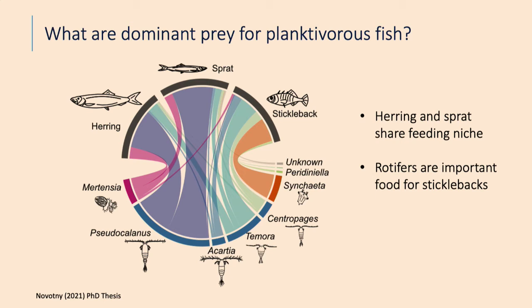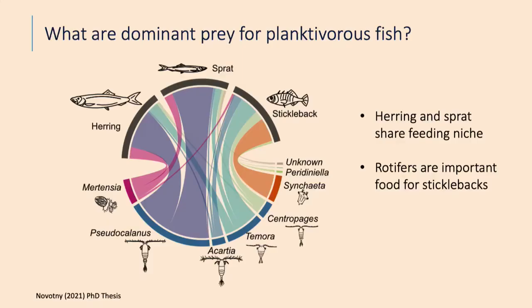So here we have a limited sample size of the dominant planktivorous fish in the Baltic Sea, and we have herring, sprat and stickleback. And what we see is that herring and sprat show quite the same feeding niche. And this confirms the conventional approach. What is interesting is that they also feed on the comb jellyfish, Mertensia. So this is a link that has not really been identified before.